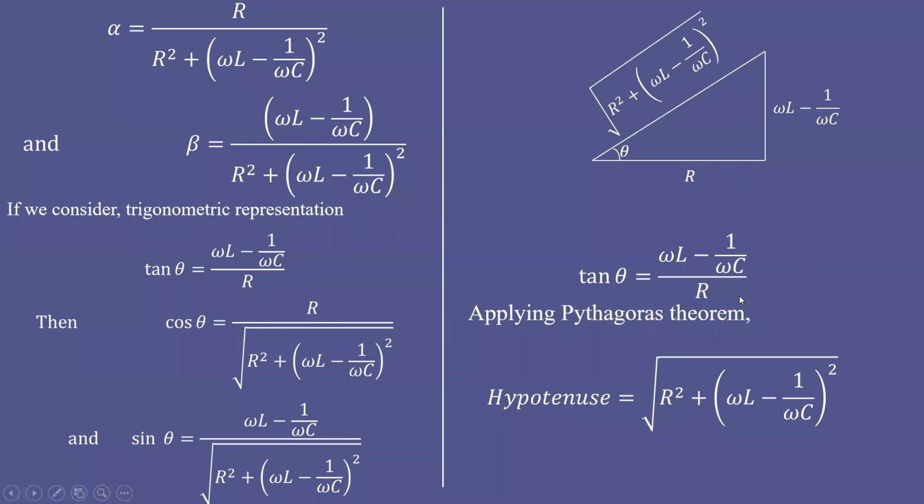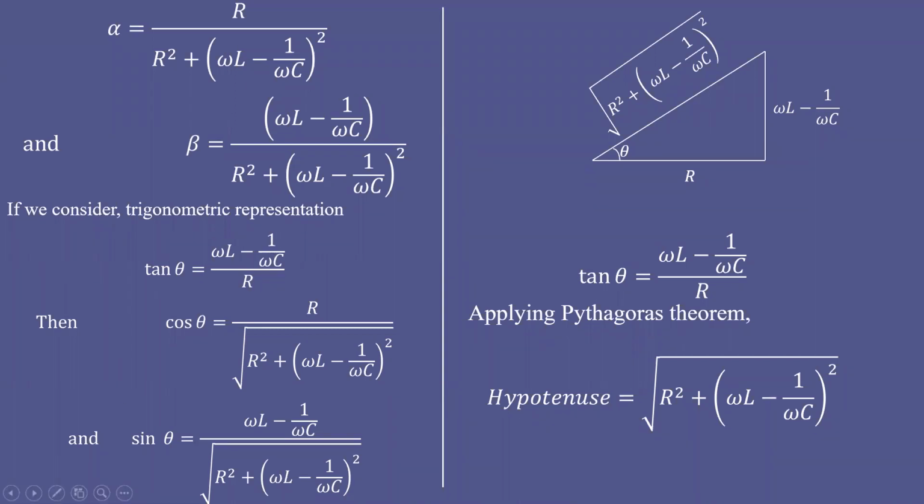Then what will be the value of cos theta? Cos theta is given by adjacent by hypotenuse. Therefore, cos theta will be equal to R divided by square root of R square plus omega L minus 1 by omega C square. That is adjacent by hypotenuse. What will be the value of sin theta? Sin theta will be equal to opposite by hypotenuse. Opposite is omega L minus 1 by omega C divided by hypotenuse. Hypotenuse is square root of R square plus omega L minus 1 by omega C square.